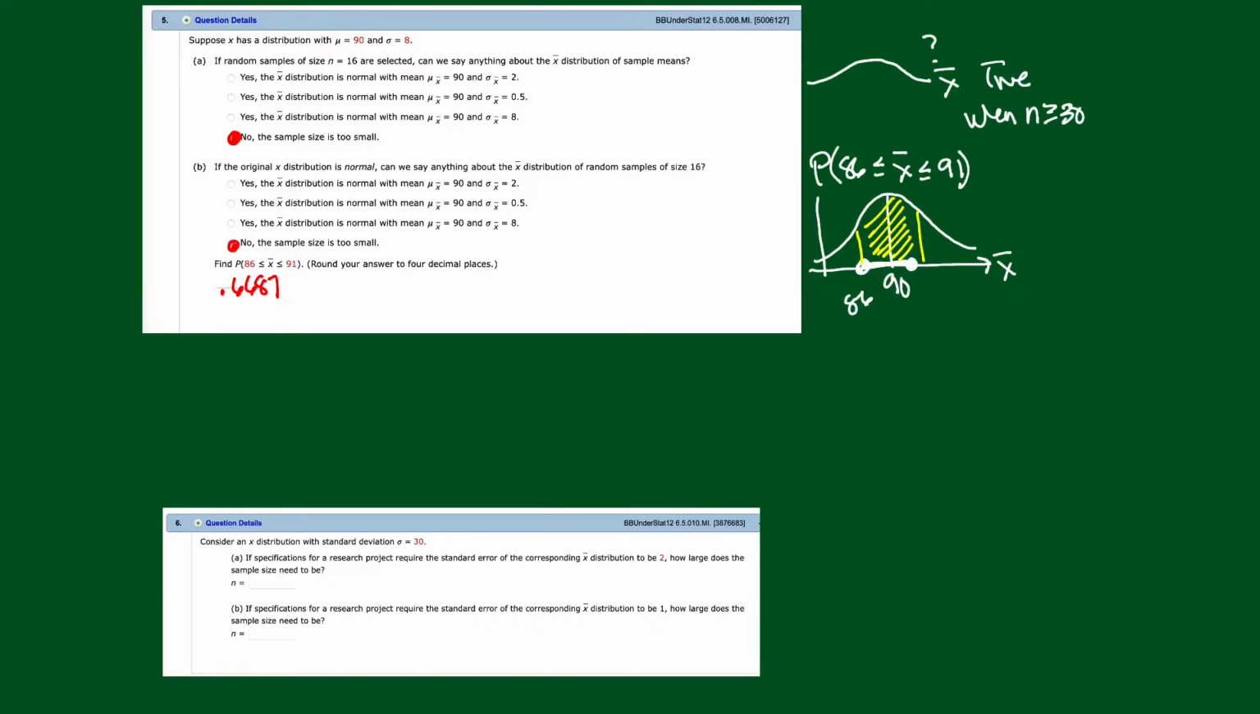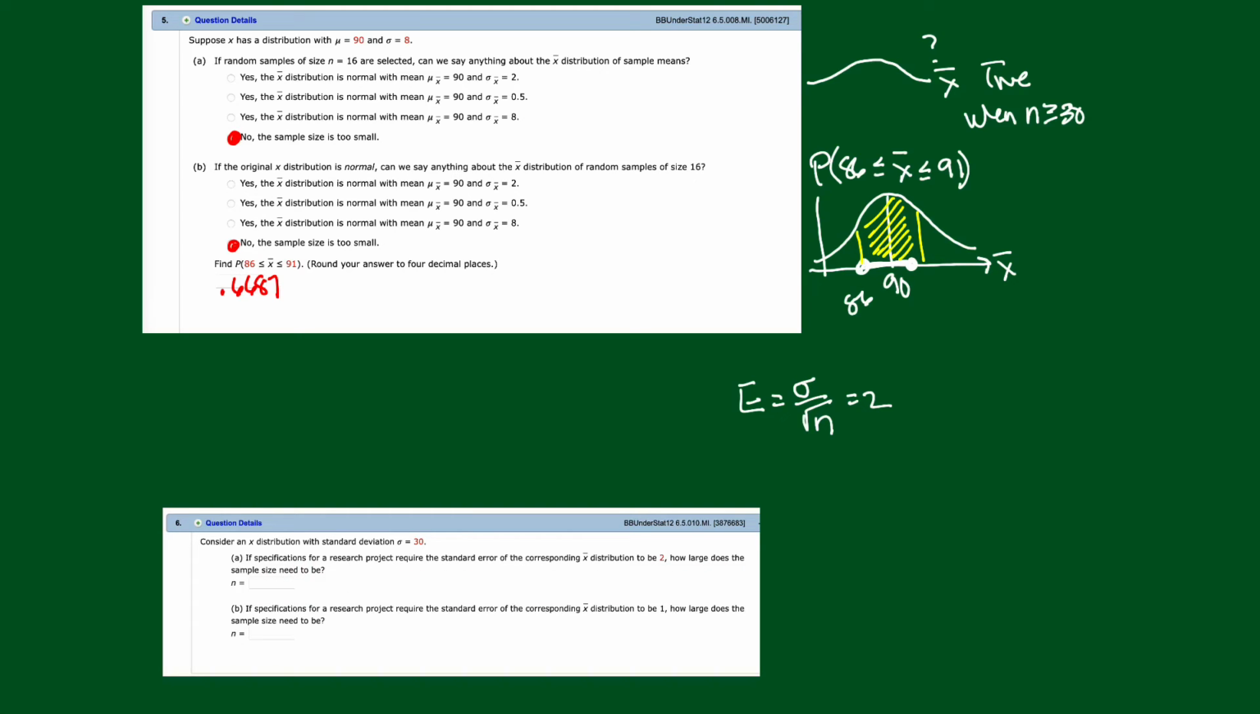And problem number 6, the last problem in this section, says, consider an X distribution with standard deviation 30. Now A, if specifications for a research project require the standard error, let's just remember, the standard error when we're dealing with the mean is sigma over the square root of n. We want that to be 2. So we want the standard error to be 2. Now the question is, how large a sample size do we need?